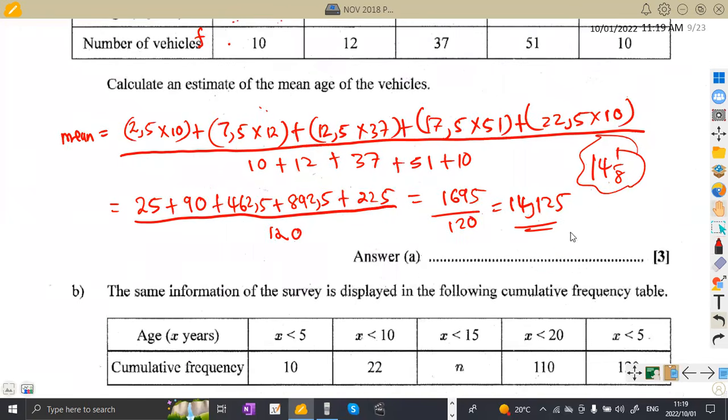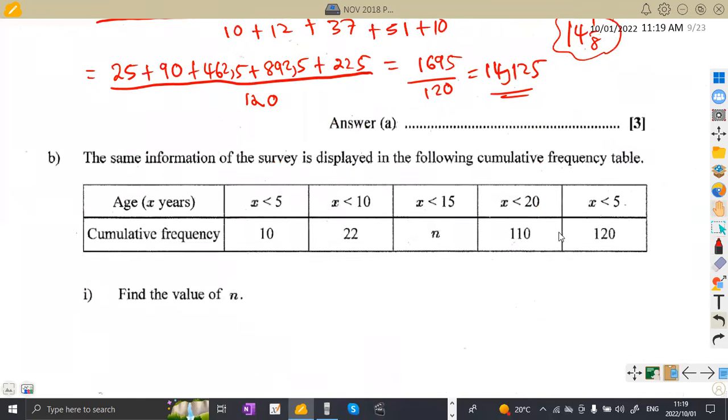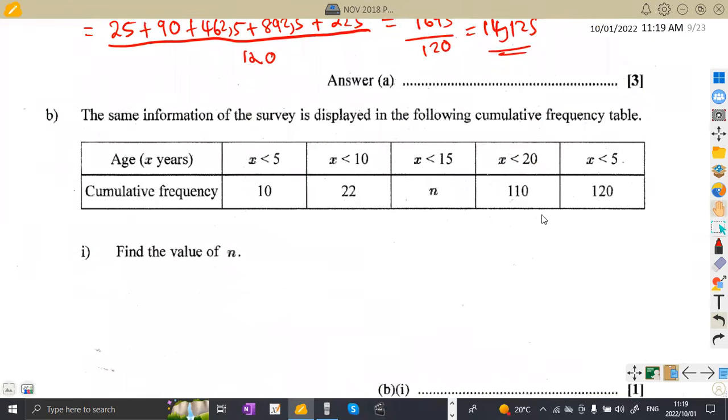All right, so let's see the other part now. The same information of the survey is displayed in the following cumulative frequency table. Remember, guys, it's a cumulative frequency table, you just add from one frequency to another. So you started with 5. These are the upper classes that you see here on top.